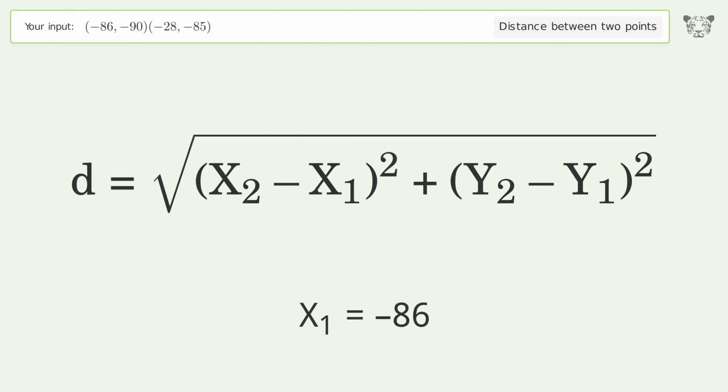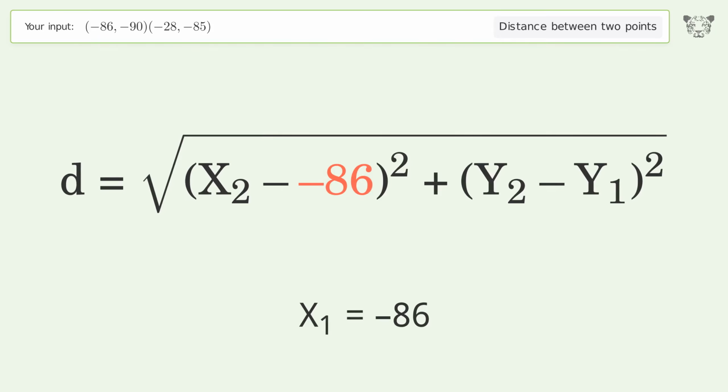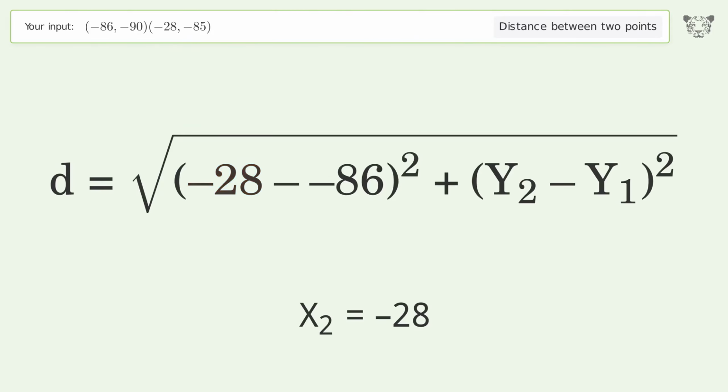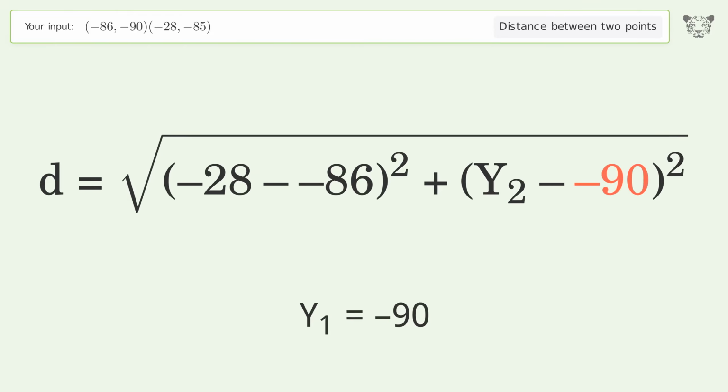x1 equals negative 86. x2 equals negative 28. y1 equals negative 90. y2 equals negative 85.